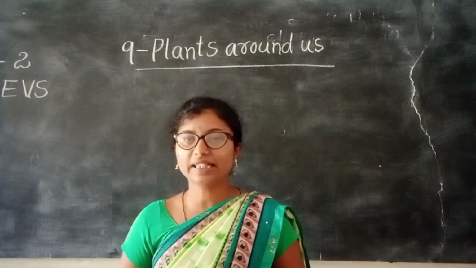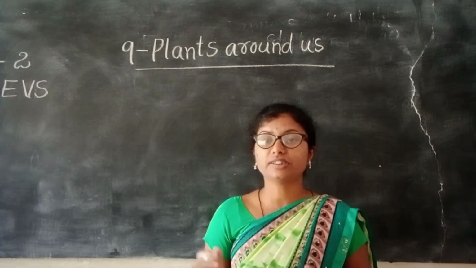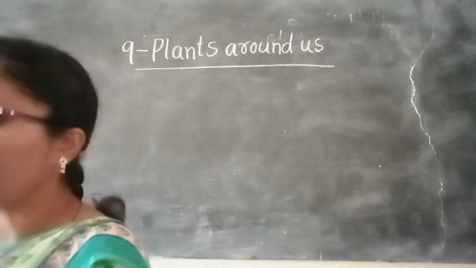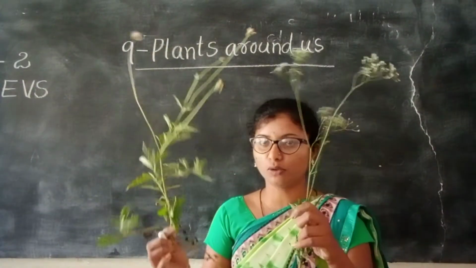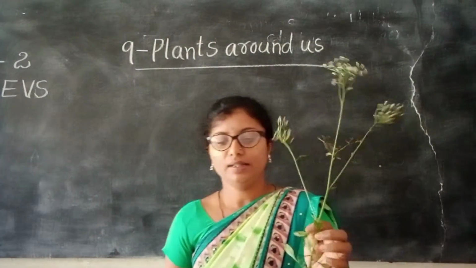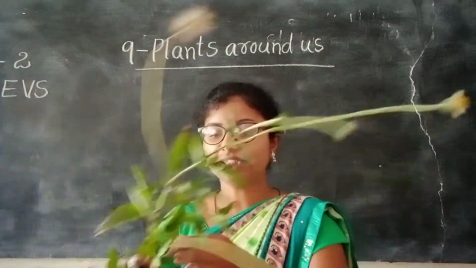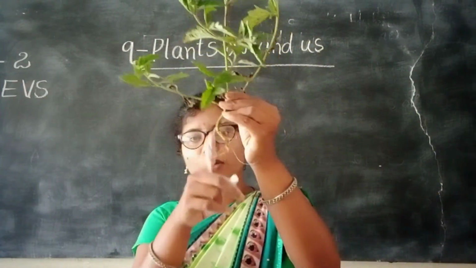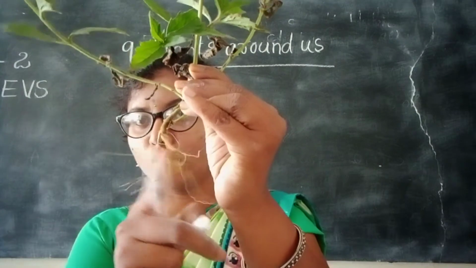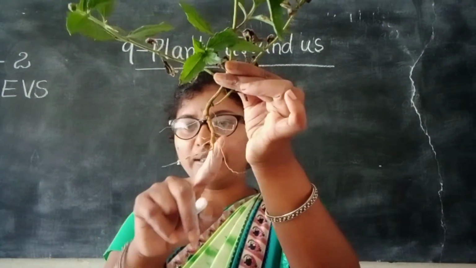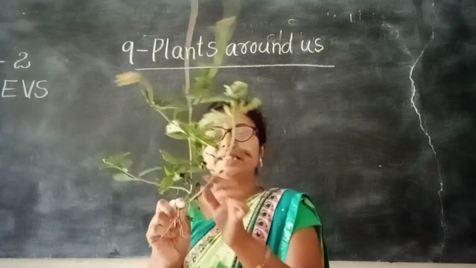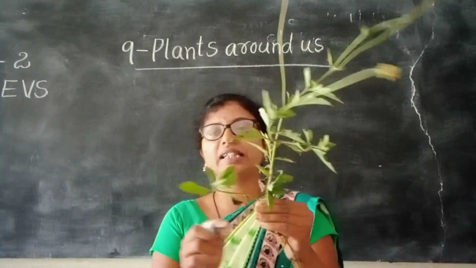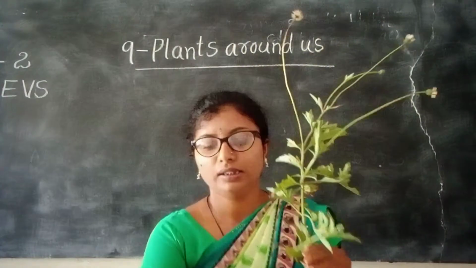Online class. In the previous class we discussed the parts of the plant. These are two plants. This part is the root part. This is the stem. These are the leaves.